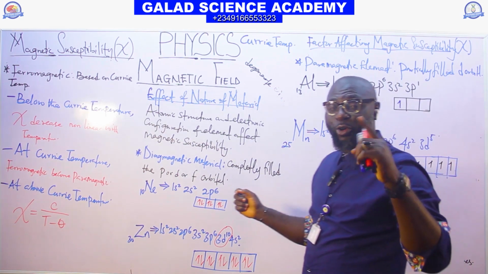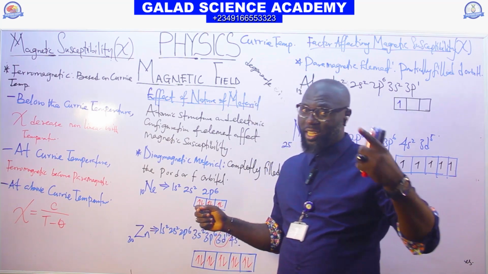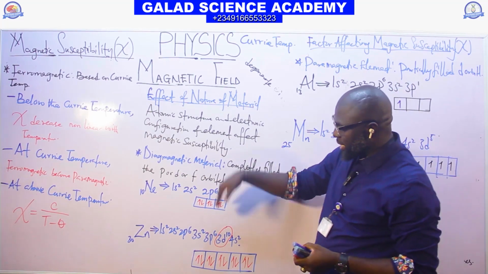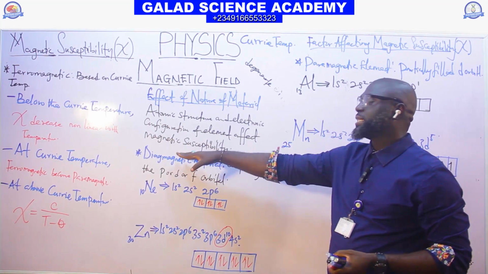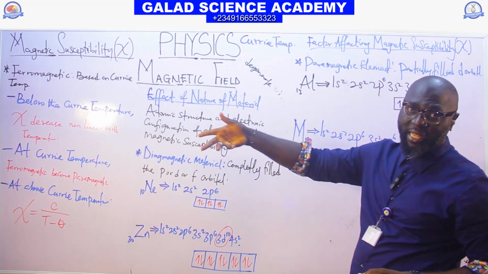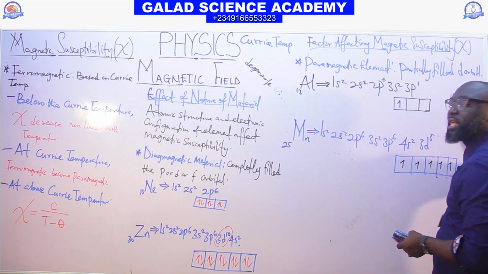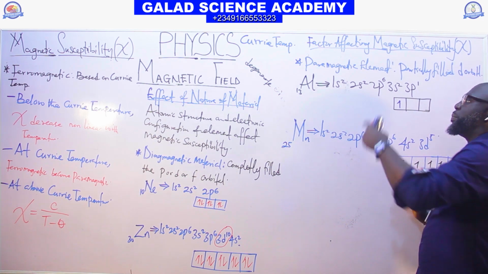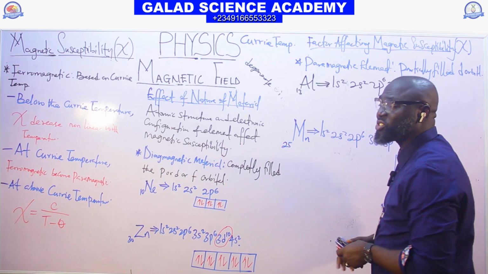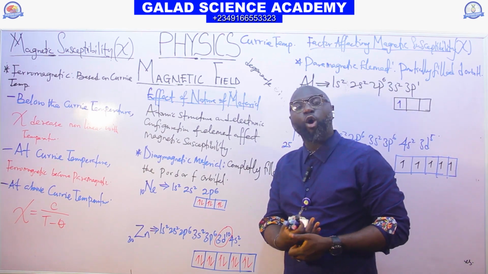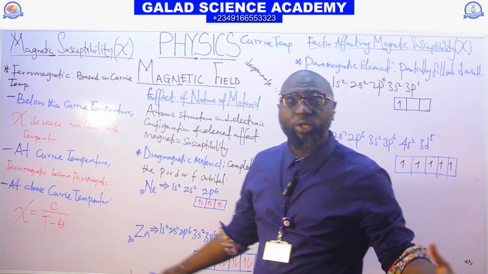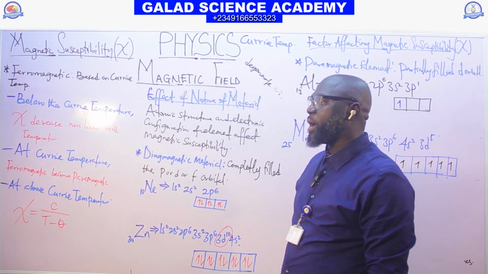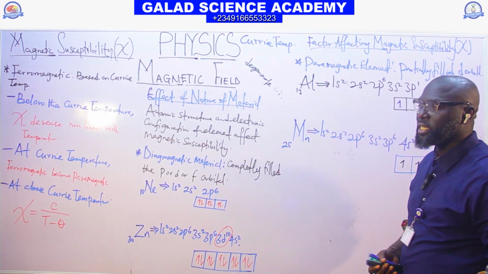So we can group the materials into 3. Any element that is completely filled, either p or d orbitals, is diamagnetic. They will repel magnets. If partially filled, either p orbital or d orbital, they will weakly attract. Ferromagnetic materials are also partially filled but strongly attract the magnetic field. So that is all about magnetic susceptibility.